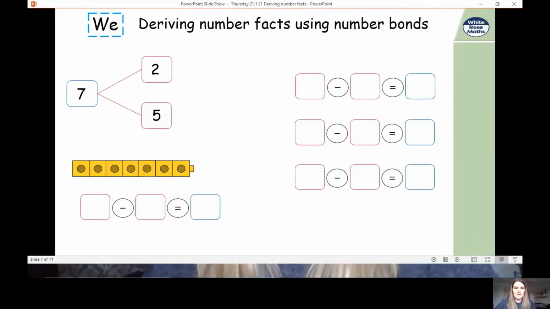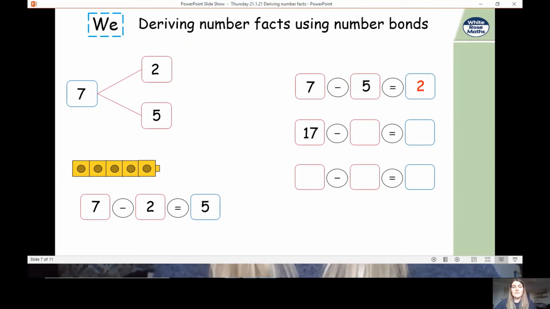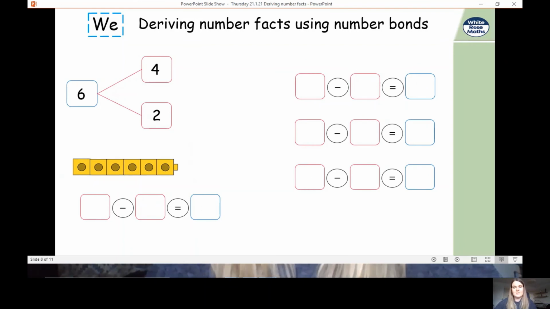We know that using our 2 and our 5 to make 7, we can solve subtraction. 17 minus 2 is 5. And we found out that 7 minus 5 was 2. So 17 minus 2 has to be, oh, okay, we'll check. And 17 minus 5 has to be, okay, 17 minus 2 is what? 15, well done. And 17 minus 5 is 12. Well done, guys.